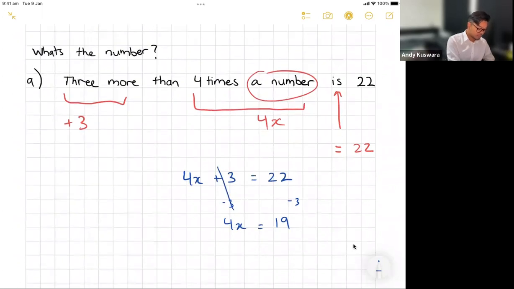And then here I'm just dividing both sides by 4. Got no idea what that is. So I'm just going to put 19 divided by 4 as a fraction, canceling out with the 4 on the left-hand side. Hopefully that makes sense, and hopefully that's all good.